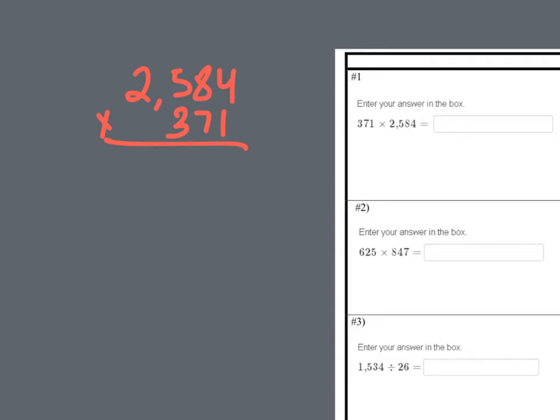4 times 1 is 4. 1 times 8 is 8. 1 times 5 is 5. 1 times 2 is 2. Cross out the 1. Place your 0. Don't forget about that. That's called your place value holder because you're moving on to the tens place.